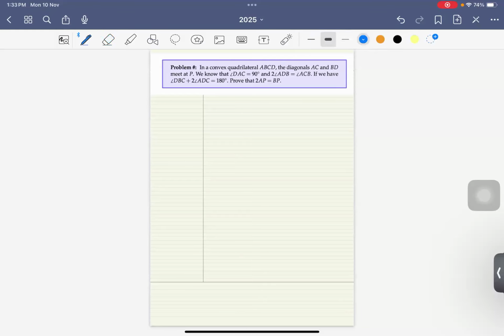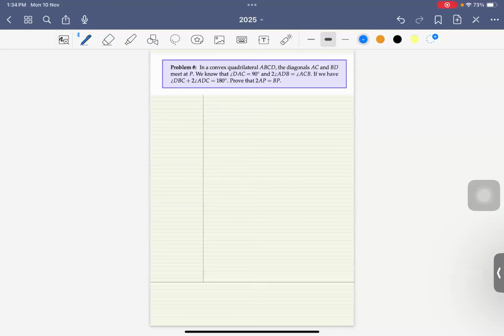And just taking it further, I was solving a few problems from the RMM mock test as produced by the Sophie Fellowship. So here's the third problem. It's still about geometry. It says that in a convex quadrilateral ABCD, the diagonals AC and BD meet at a point P, and we know that angle DAC is a right angle, and 2 times angle ADB is equal to angle ACB. And if we have something, then prove that something is true.